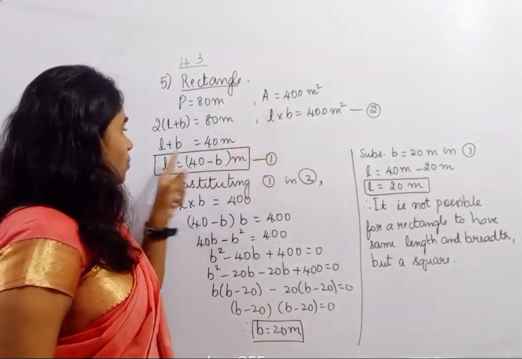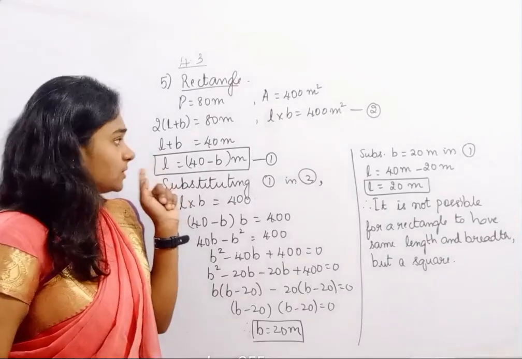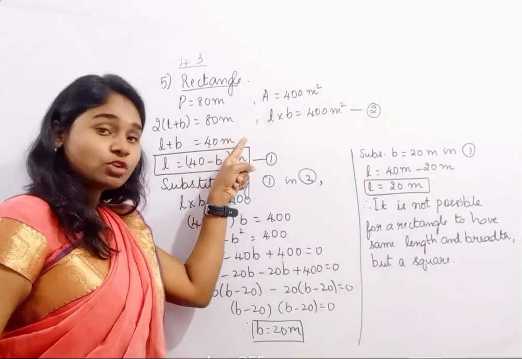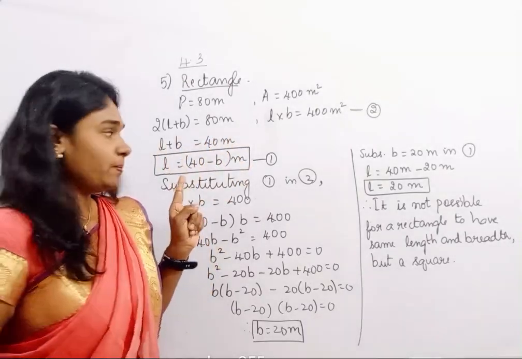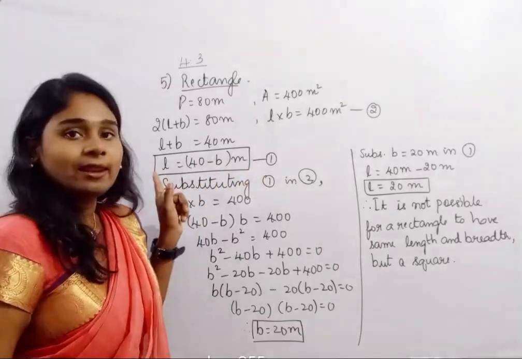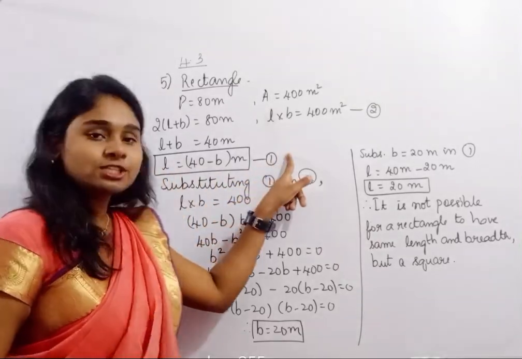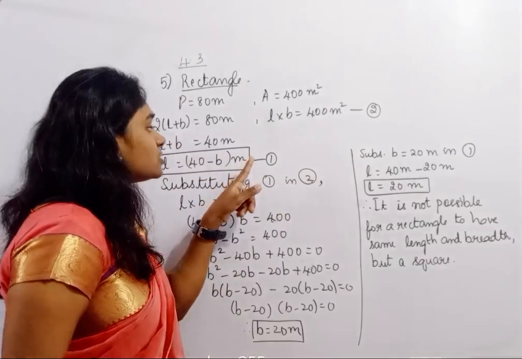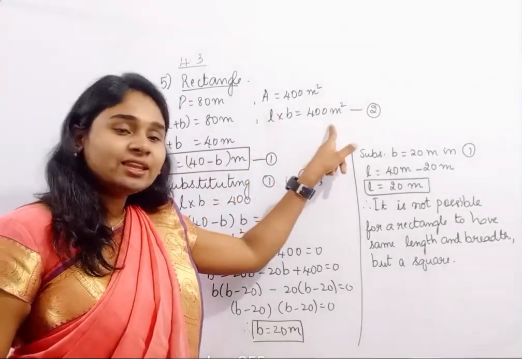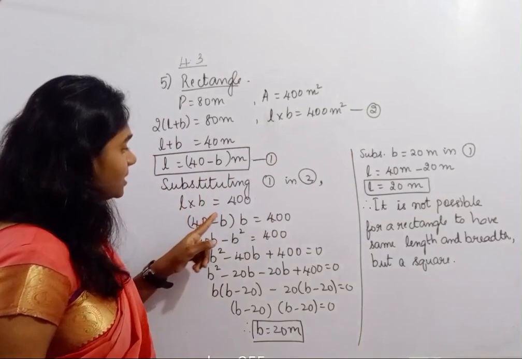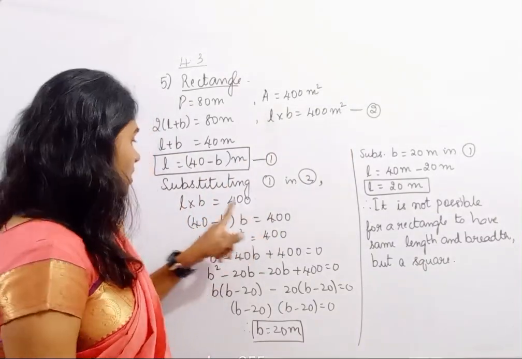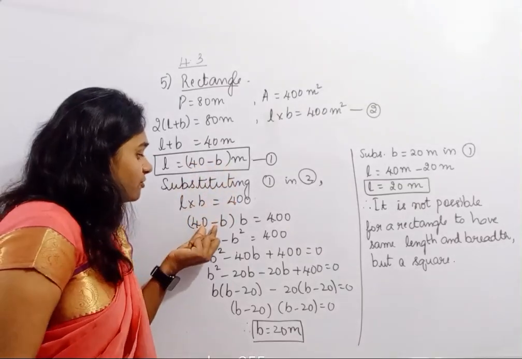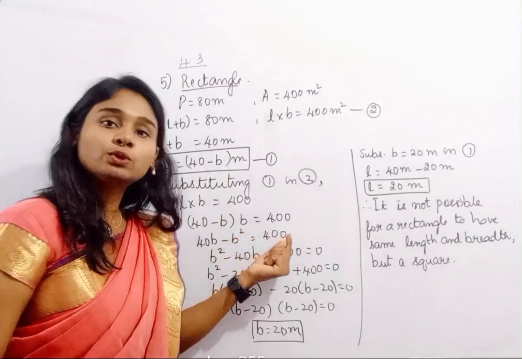So from this, when I extract L or the length from this, length can be written as 40 minus B, which is equal to L. So therefore, mark this as first equation and this as the second equation. Substituting this equation in this area formula, what do we get? So L into B is equal to 400, right? Now L is already 40 minus B. So substitute in place of L, 40 minus B into B is equal to 400.